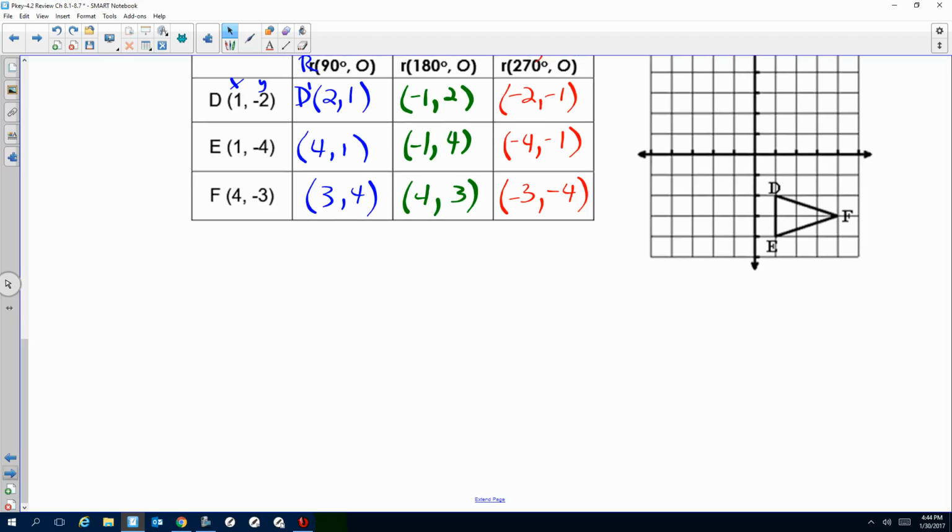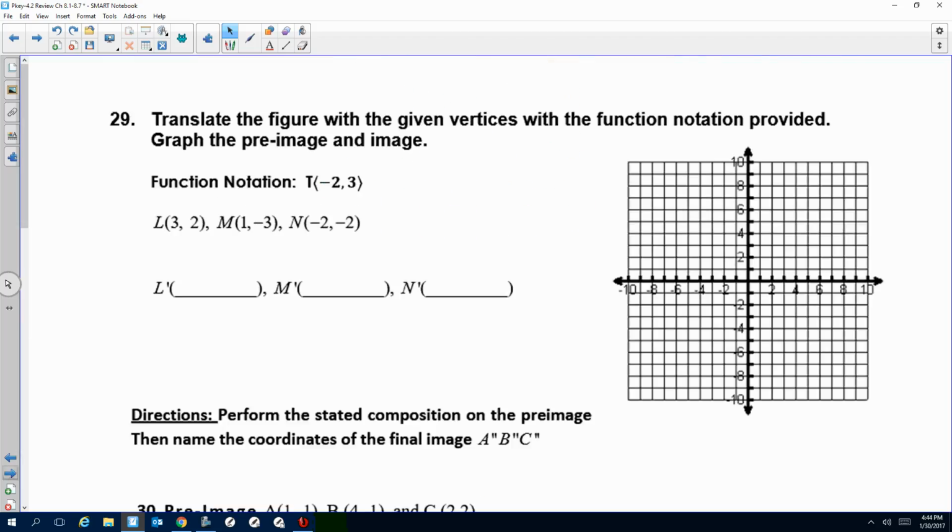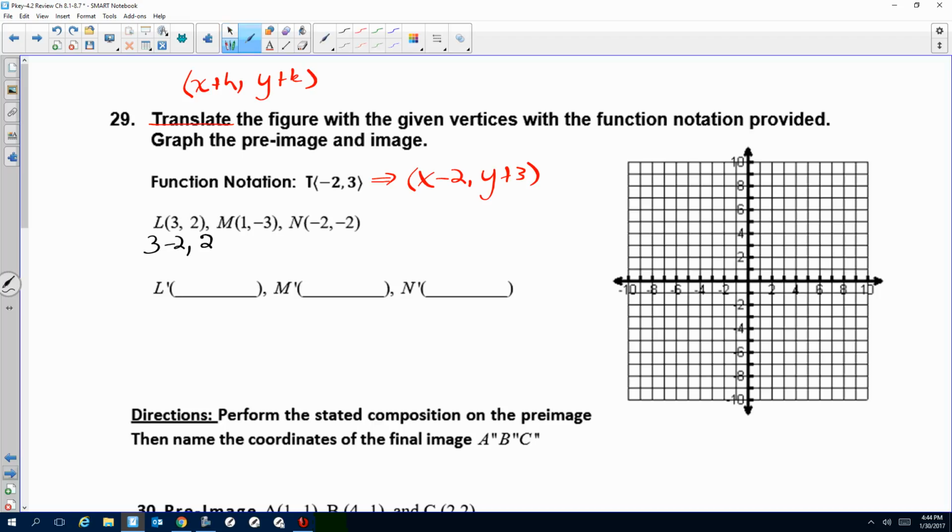All right, and then our last section here is we're going to translate the figure. The key word here is translate. This is when we're adding to x and adding to y. Okay, adding or subtracting. So our rule here is capital T negative 2, 3. So that means this would become x minus 2, y plus 3. And they want us to do this rule to each point. So here's our x. Our x is 3. We're going to subtract 2 from it. Our y is 2. We're going to add 3 to it. So we should have 1 comma 5.